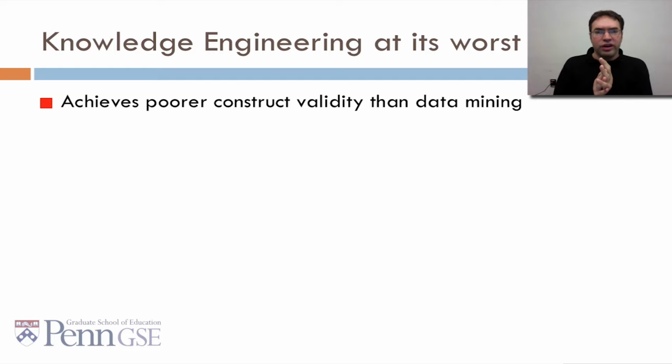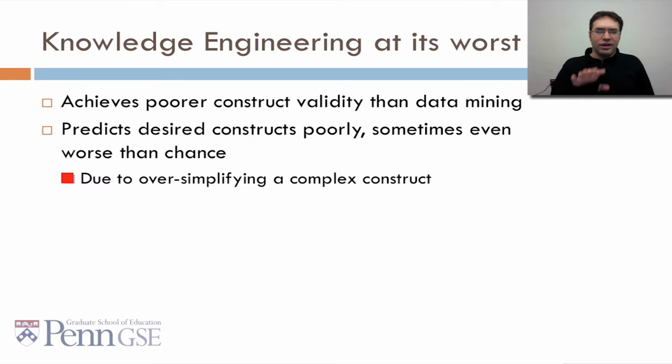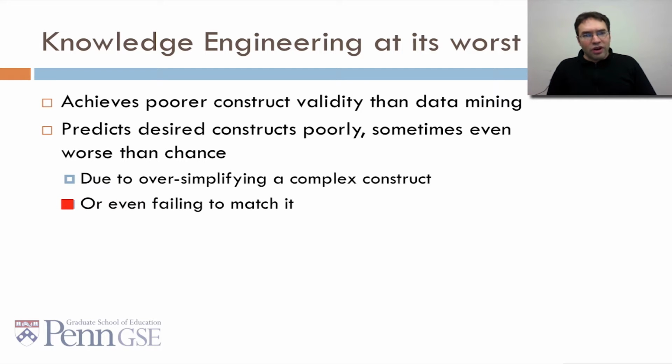This kind of knowledge engineering achieves poorer construct validity than data mining because there's no real evidence and no real attempt to really get great construct validity. And it predicts desired constructs poorly, sometimes even worse than chance, although you don't see that get published very often. And that's because they oversimplify often a complex construct. If you looked at Aleven's model of help seeking, it was quite complex. You have to have a complex model to really understand real phenomena that you see. And if you come up with something incredibly crude, it's not going to capture that. It may even fail to match it at all.